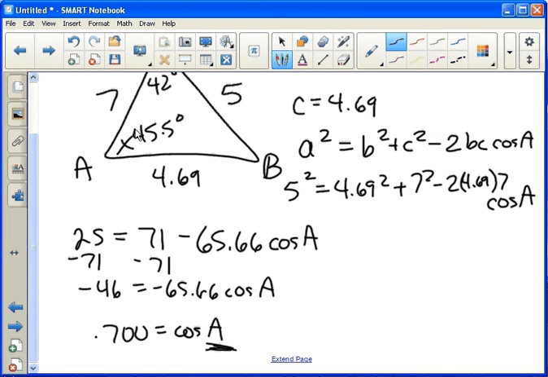I would be sure to practice law of sines and cosines. They were very common on the exam last time around.